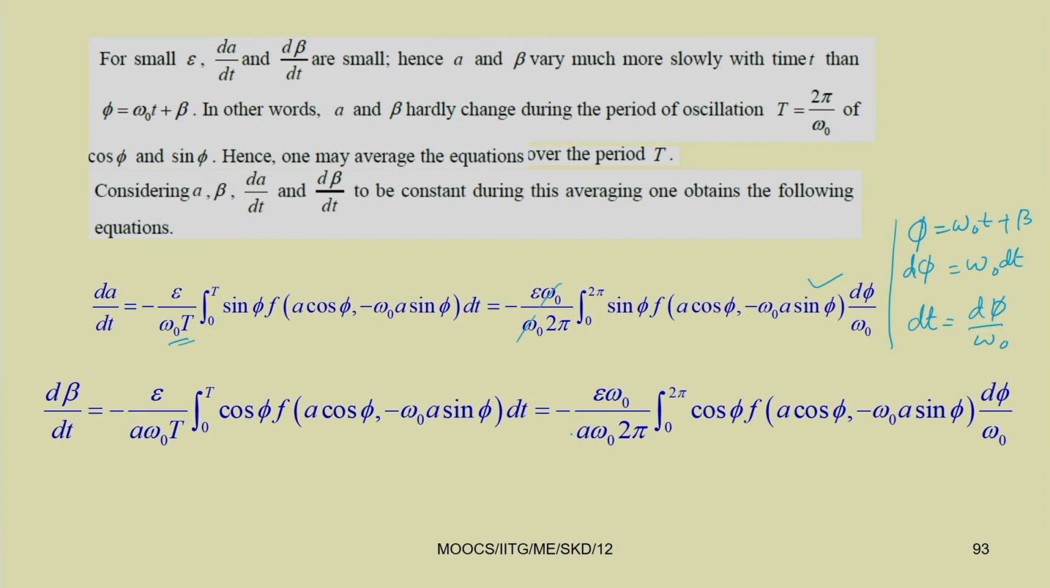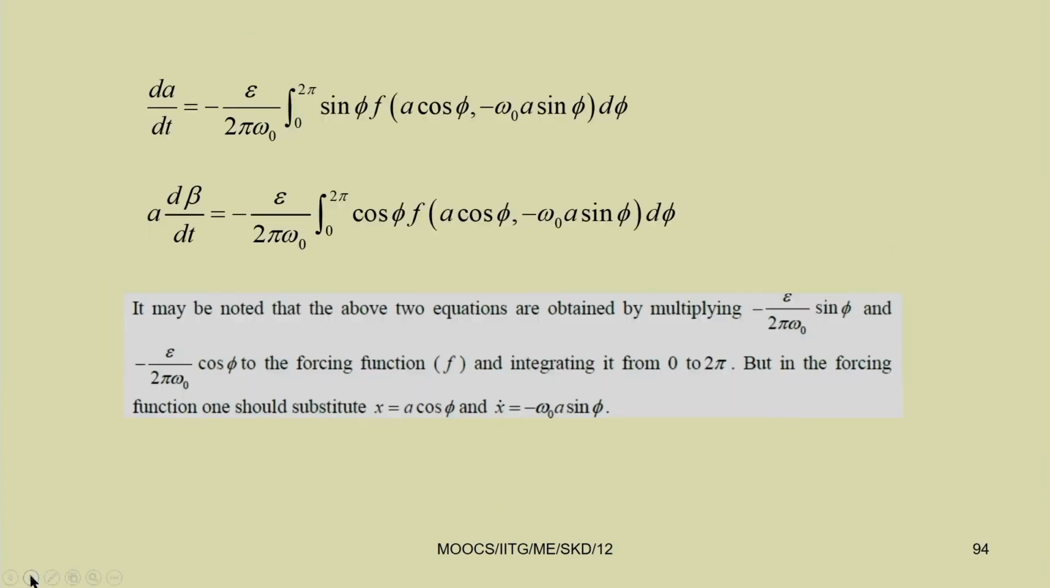So, this is equal to minus epsilon over omega 0 a, integral from 0 to 2 pi of cos phi f(a cos phi, minus omega 0 a sin phi) d phi. This way, one can write it by averaging over a period. So, this dA by dt can be written.